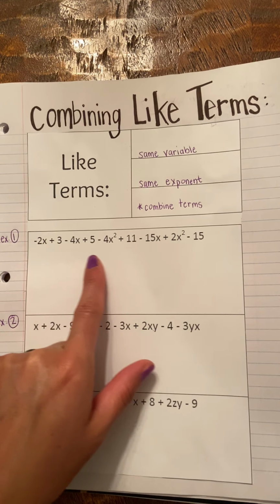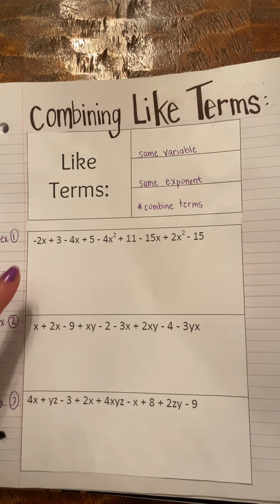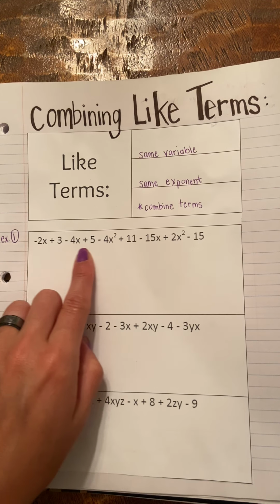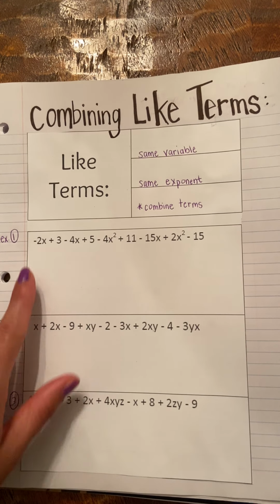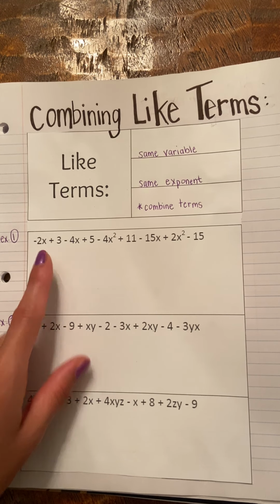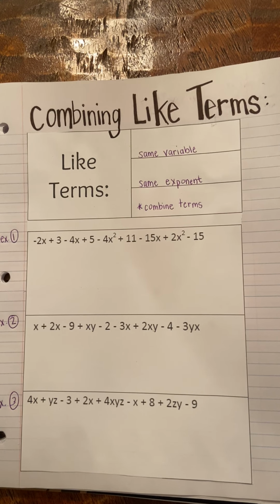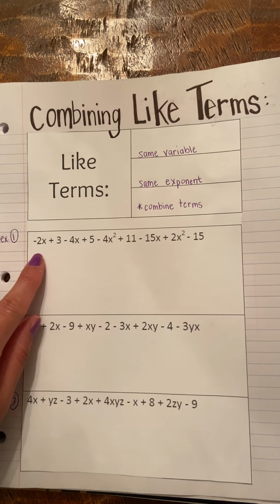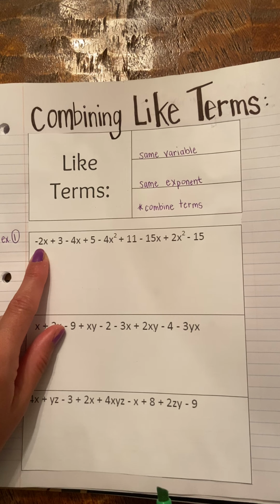So this looks really long, doesn't it? This is an algebraic expression because there is no equal sign. So we're just going to go through and look at each individual term. What I like to do is take a highlighter, and as I'm reading, I'm going to highlight the terms that have the same variable part and exponent. So this is a negative 2x. So I'm going to go through and find all the x values.